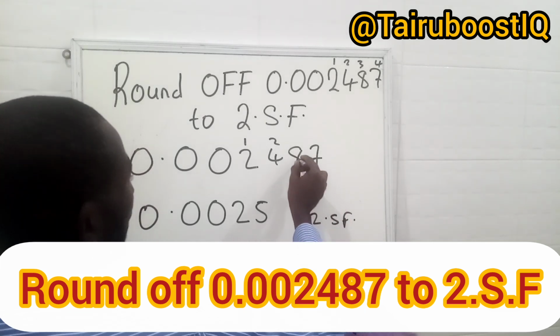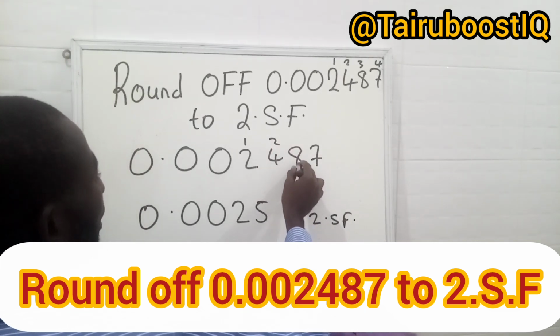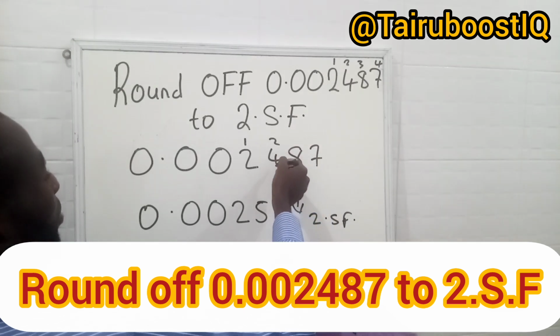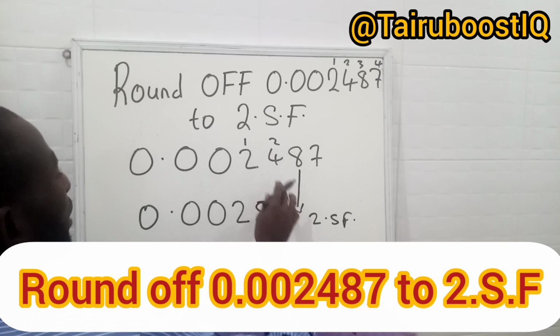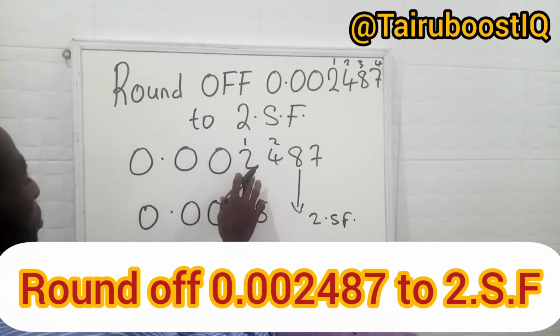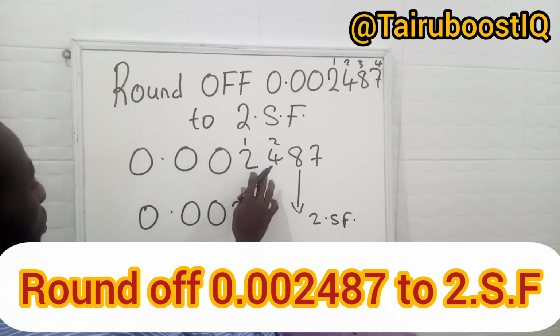To two significant figures. So we ask ourselves, if this is a rounded up number, yes. If it's a rounded up number, we add 1 to the front number. If it is rounded down, we leave our answer like this. If they say to one significant figure, our answer will be 0.002. If they say to two significant figures, our answer will be 0.0025.